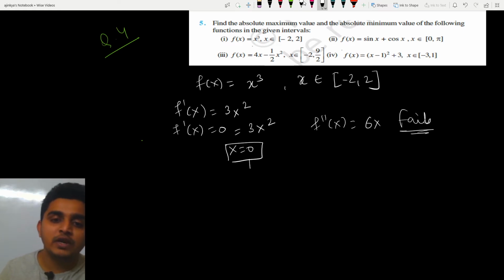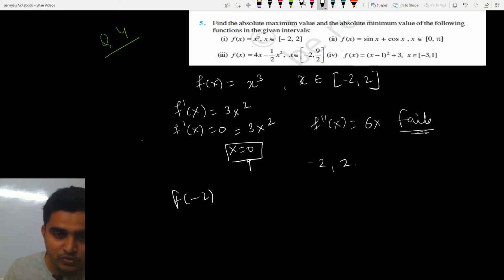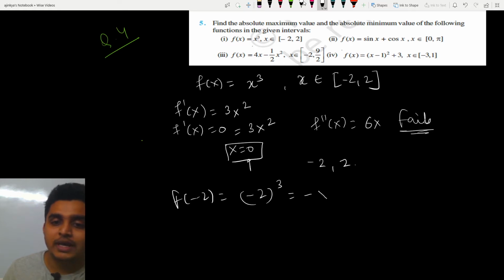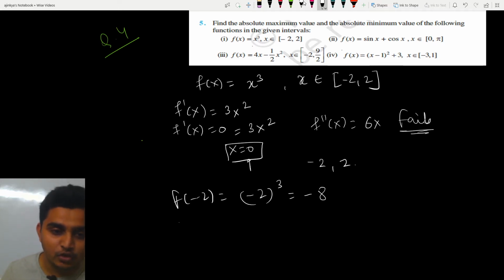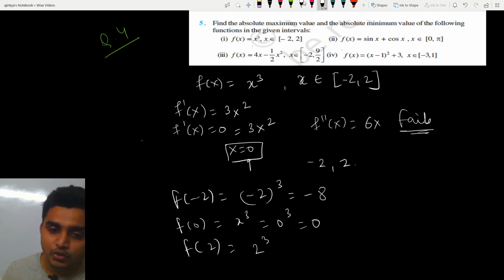So we only have one turning point over here and we have to find the values, but we are also given two other values, which are minus 2 and 2. So we have to plug in all the values and see what the maximum and minimum values are. f of minus 2 will be minus 2 whole cubed, which is negative 8. Then f of 0 is 0 cube, which is also 0. And then f of 2 is 2 cube, which is 8.